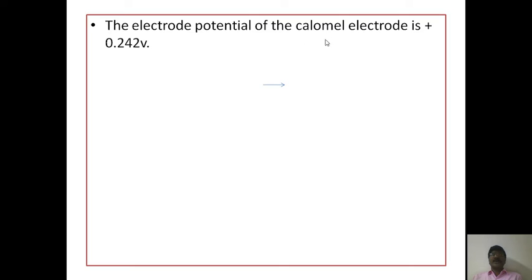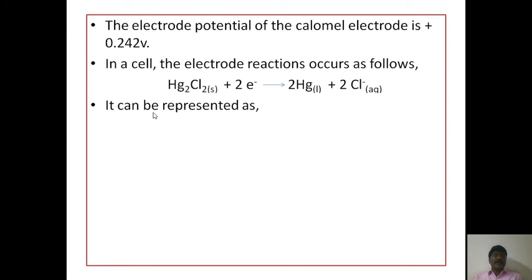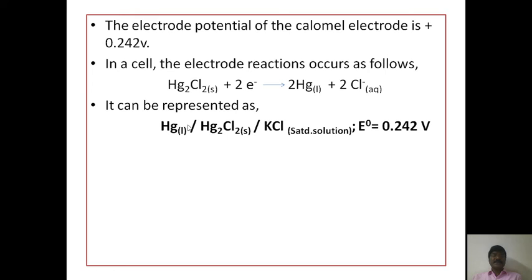The electrode potential of the calomel electrode is plus 0.242 volts. In a cell, the electrode reaction occurs as follows. Hg2Cl2 plus 2 electrons gives 2Hg plus 2Cl minus. This reaction occurs in the calomel electrode. It can be represented as Hg vertical line, Hg2Cl2 vertical line, KCl saturated solution, E naught equal to 0.242 volts. Calomel electrode potential 0.242 volts.